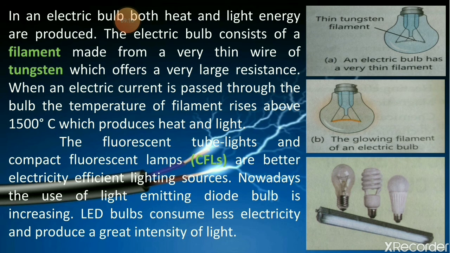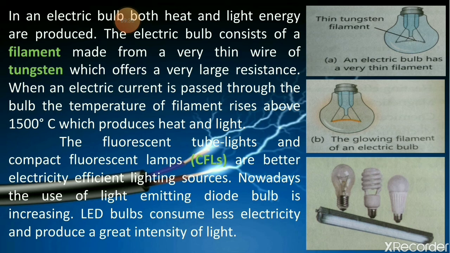So the electric bulb consists of a filament. You all have studied about the electric bulb in 6th class. So you all know that an electric bulb consists of a filament which is made up of very thin wire of tungsten, which also offers a very large resistance.